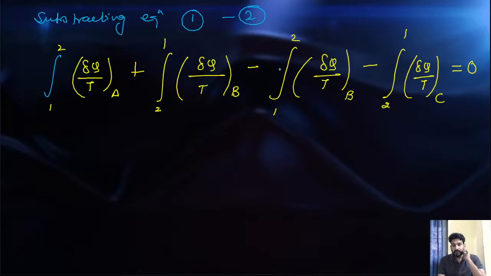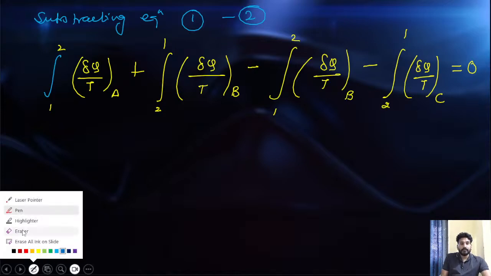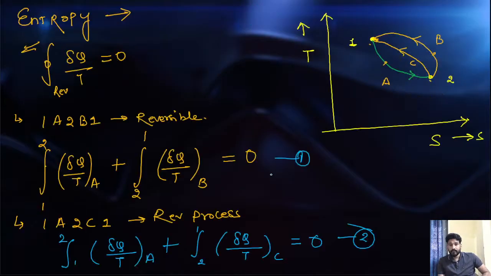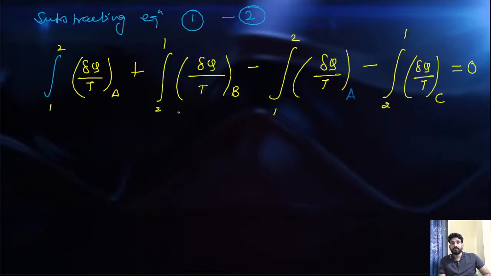Please see whether everything is clear or not. The second term will be A to C. So the term for A from 1 to 2 and the other A term get cancelled.